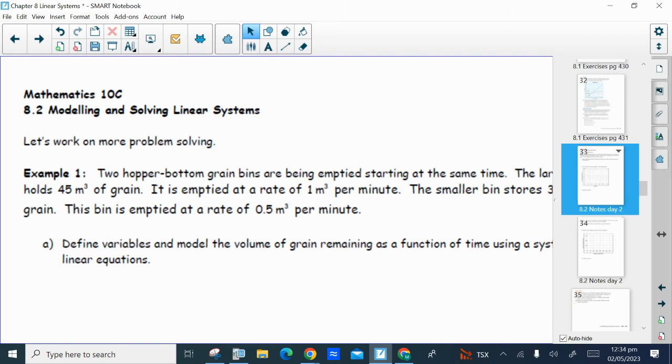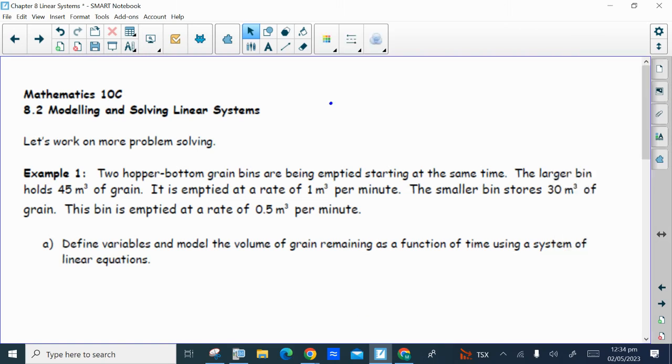So we're going to spend one more day looking at writing systems of equations and then solving the associated problem. The first one says two hopper bottom grain bins are being emptied starting at the same time.